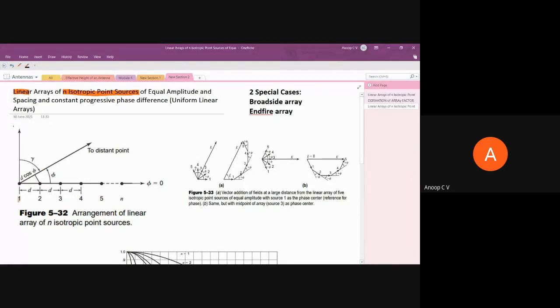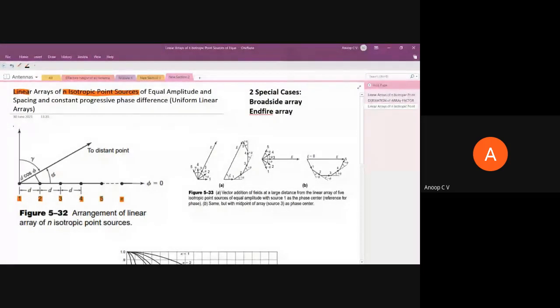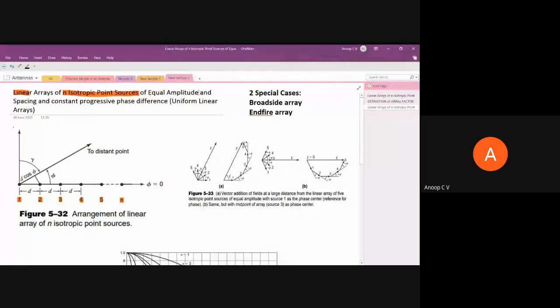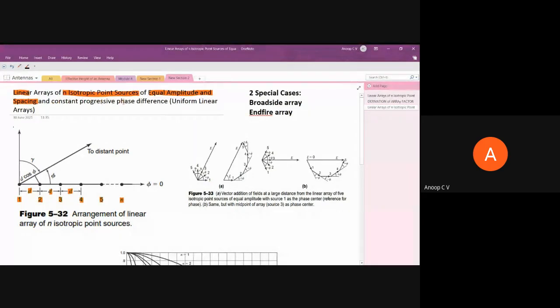You can see sources 1, 2, 3, 4, 5, etc. up to n. Those sources are of equal amplitude and spacing. The amplitude given to all the sources 1 to n is the same, that is V0. And the spacing is also the same. The separation between any 2 sources, source 1 and 2, 2 and 3, 3 and 4, is d. So they have equal amplitude and spacing, but a constant progressive phase difference.